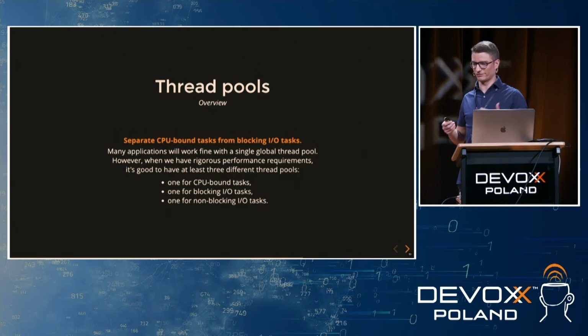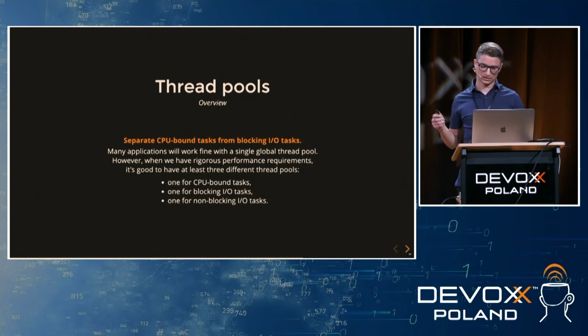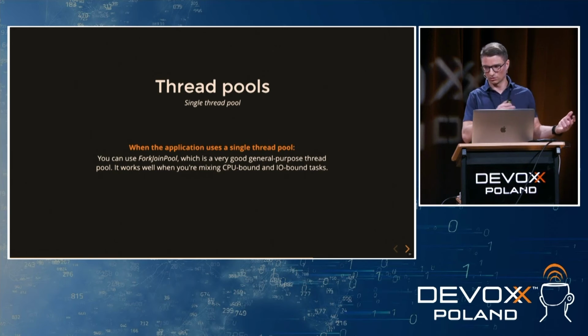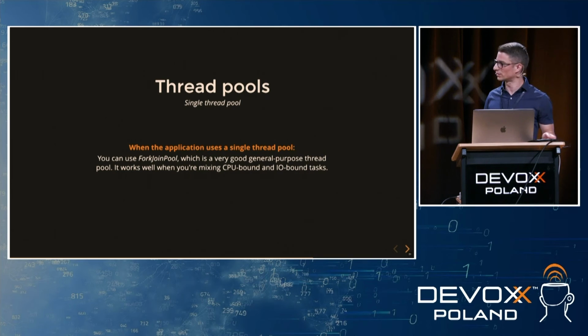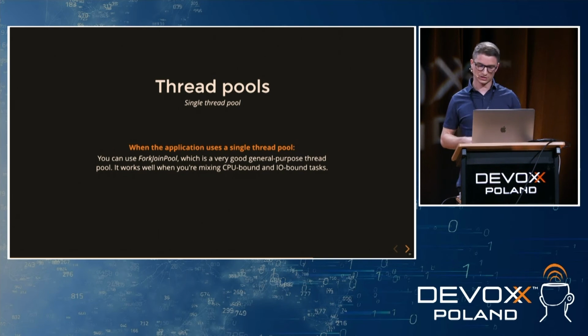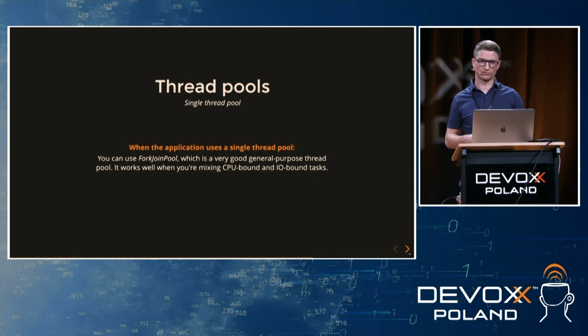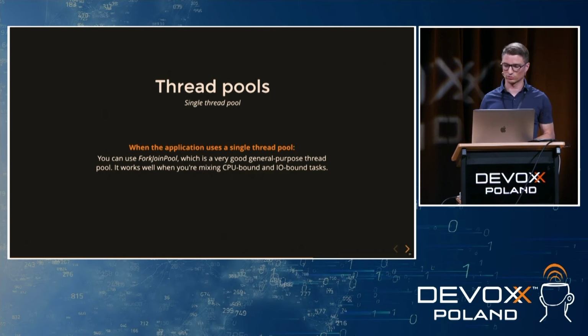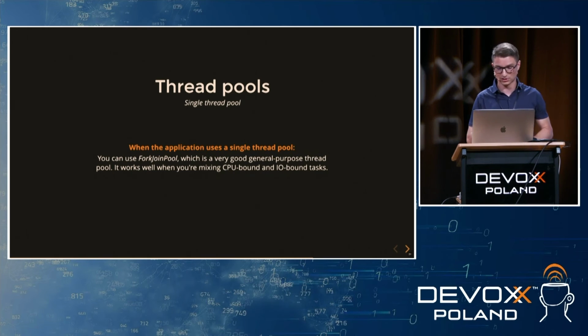But what kind of exact implementations should we use for each of these? In case of the single thread pool based solution, a fork join pool will be completely fine for our purposes. It's a very good general purpose thread pool, which works really well if you're mixing different types of operations on that pool, whether they are CPU-bound operations, blocking I/O operations, or non-blocking I/O operations. It works well when they are being mixed.